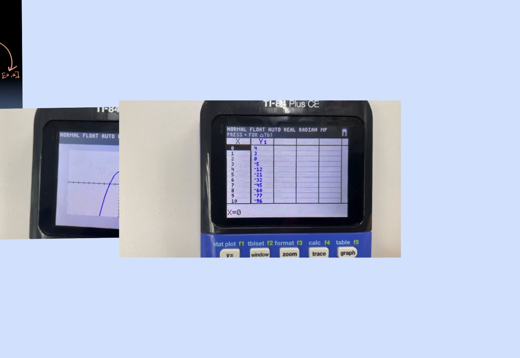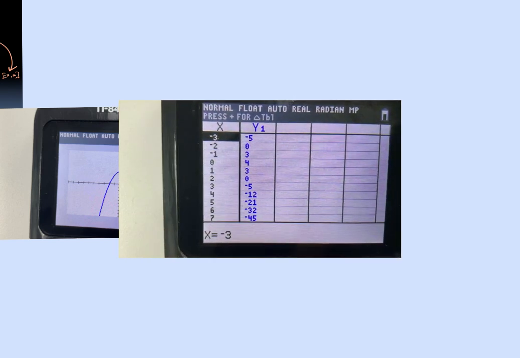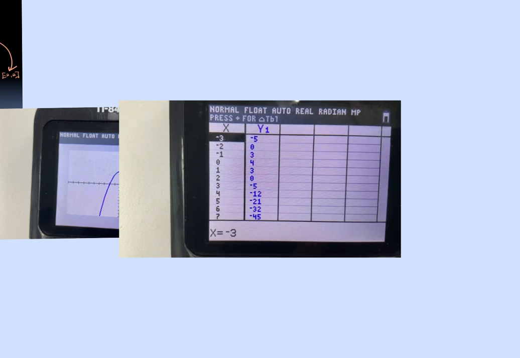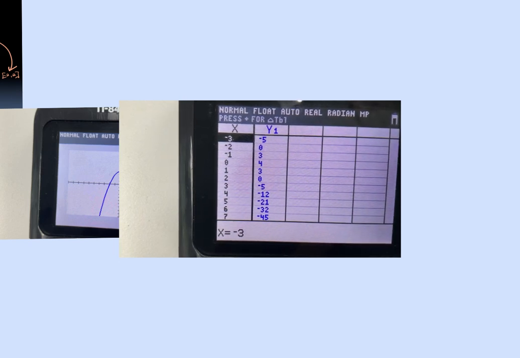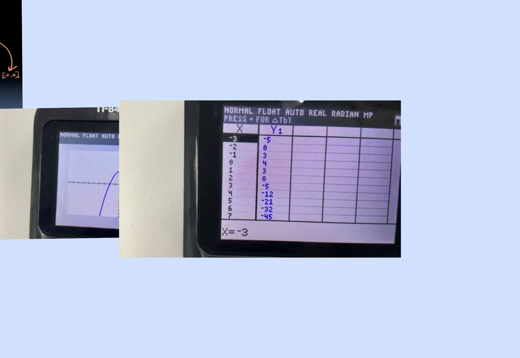If you go to table, and you're looking for the y values that are greater than or equal to 0, if I arrow up, you can literally look at your y values, okay? From -2 down to 2, they are all positive or greater than or equal to 0. So that also confirms the second part of our question. The graph does, but also your table does. Noah?